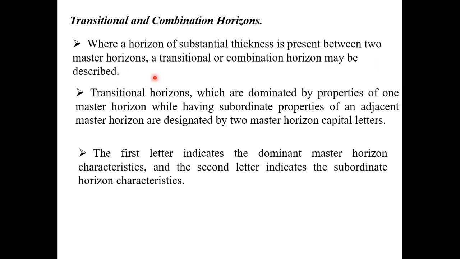This transition layer may be dominated by one property. For example, if we give the transition the name AB, that particular transition layer is dominated by A features and has some minor features of B also. That is the meaning of transition layers. If both are dominant, we should give both master horizon letters. Mostly, the first letter indicates the dominating master horizon. The second letter indicates the subordinate horizon character, meaning some minor characteristics.